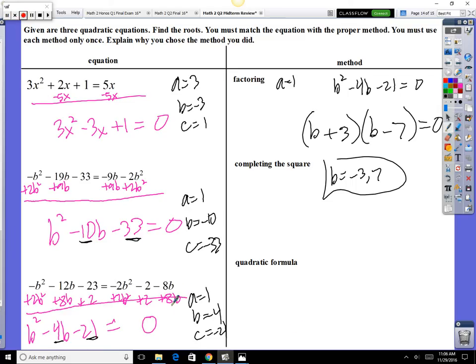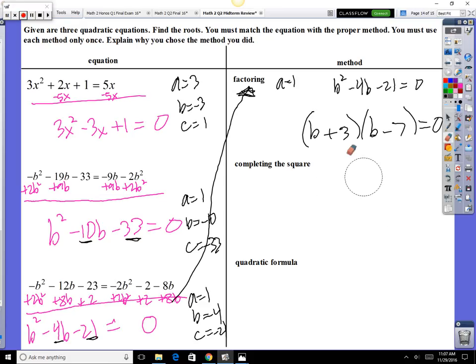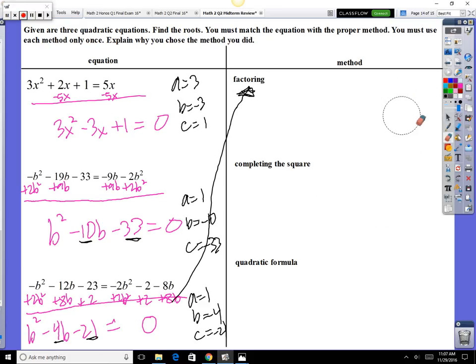Okay, so the bottom one, that matched up with factoring. So I got 2 methods left, I got 2 equations left. Completing the square is going to go with the middle one. So the middle one, you can almost factor it. It's completing the square. If I got b squared minus 10b, it's the 33 that's screwing us up. So I'm just going to scoot it over, 33.